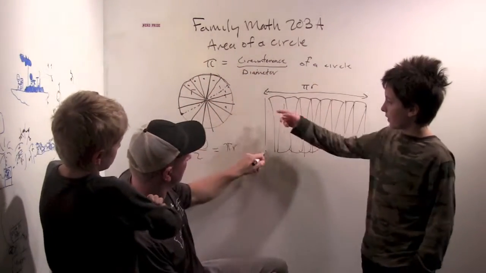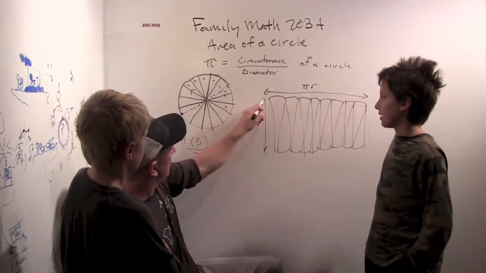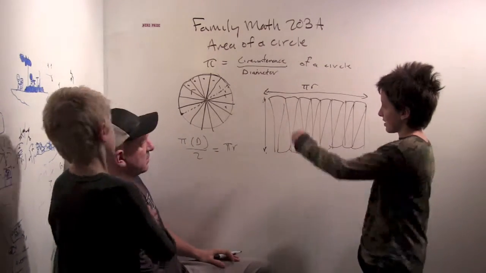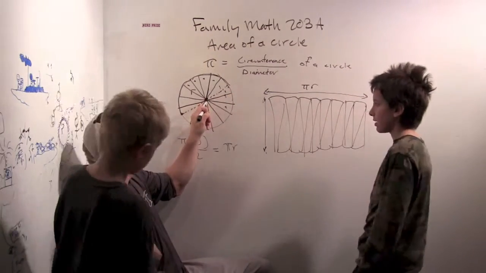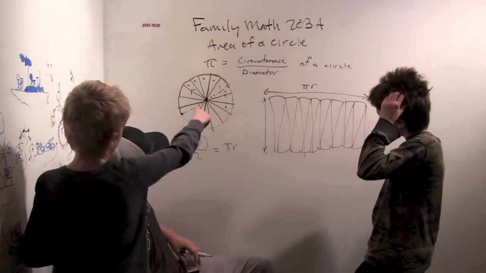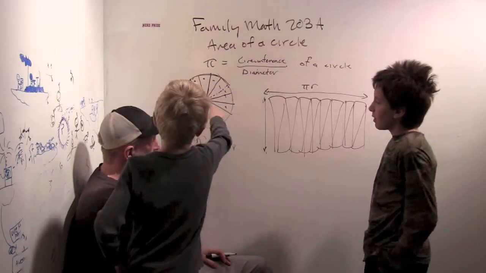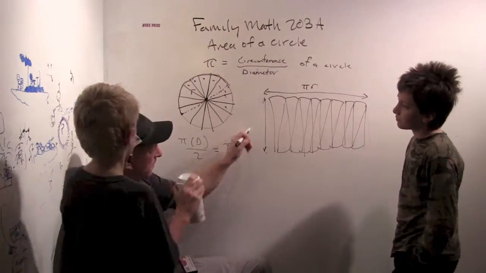And how tall is this rectangle? This is radius high. How come? Because each of these slices is a part of the circle. Because if you look here, you can sort of see it. Yeah, and each of these lines is one of the radii.